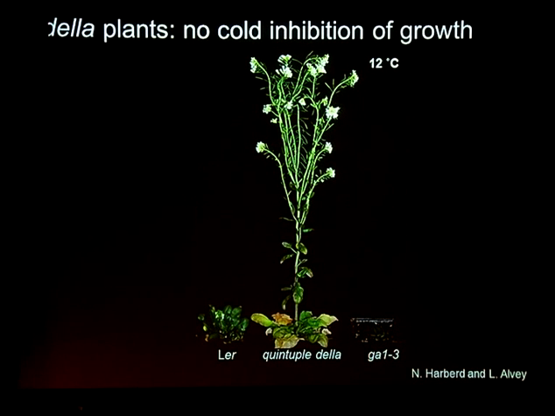even at 12 degrees. So a Landsberg plant grown at 12 degrees is very slow growing, it's dark green, and it's very late flowering. But the della mutant grows almost like a plant growing at 22. So if you can knock out just 5 genes and obtain almost normal levels of growth at 12 degrees as at 22, that suggests that there must be regulatory pathways that are sensing temperature and controlling growth and development. And these are really considerably poorly understood.